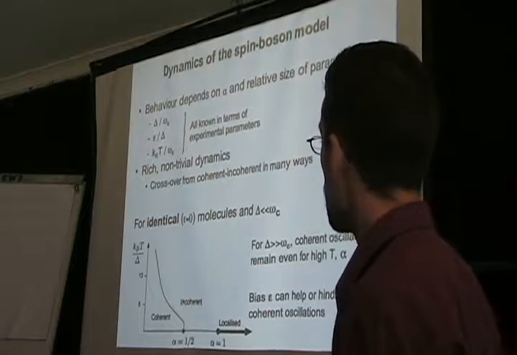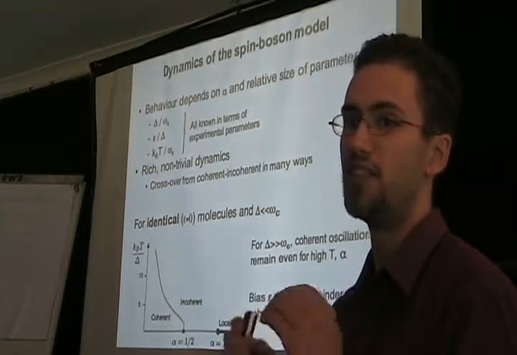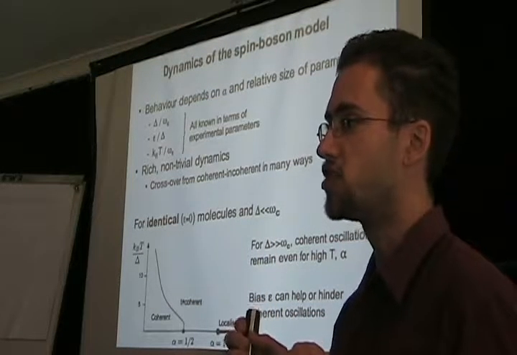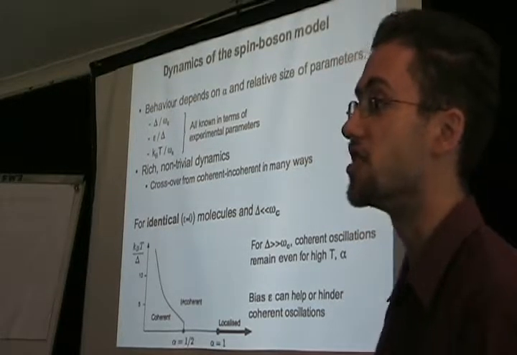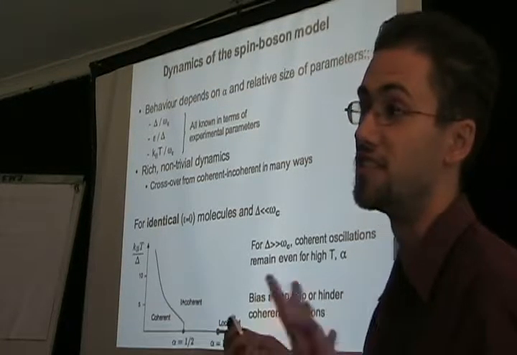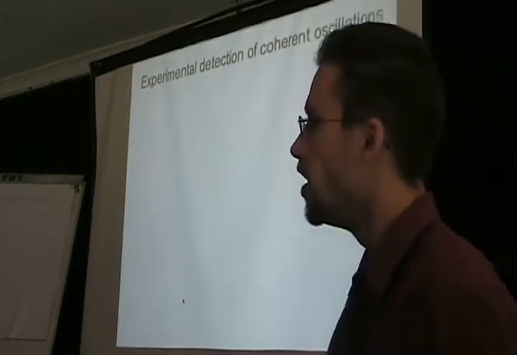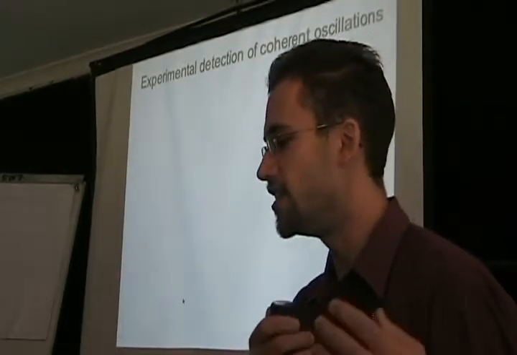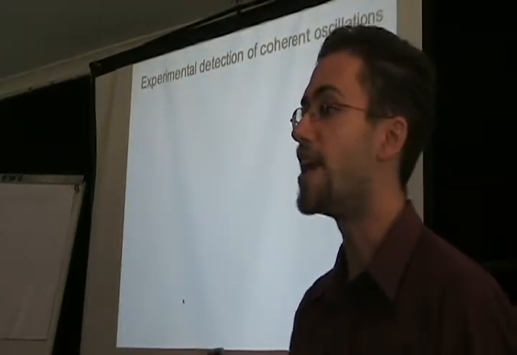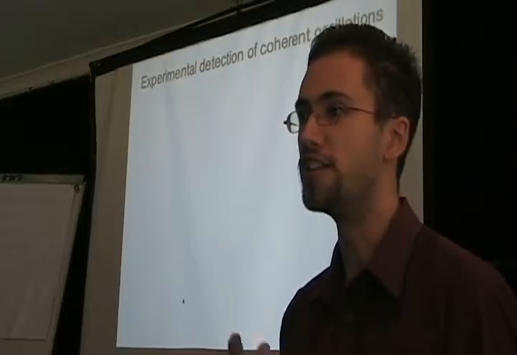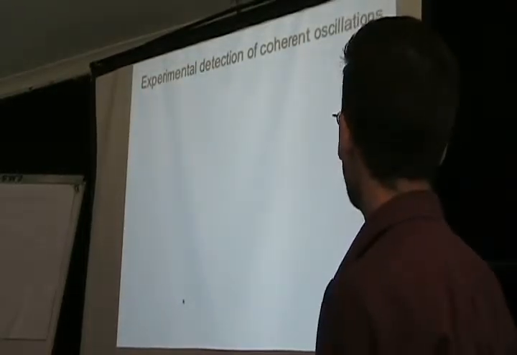Adding a bias can both help or hinder these coherent oscillations. So having different colored molecules can actually increase the part of the space where you can see the coherent oscillations, or decrease it. It's non-trivial, is the point. So we have these nice models which we can predict the behavior of these coherent or incoherent oscillations. The point is, can we see this experimentally?